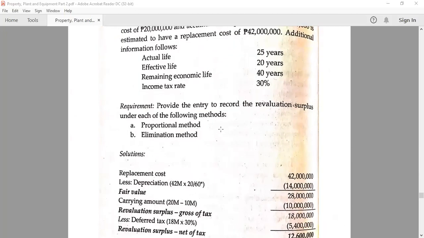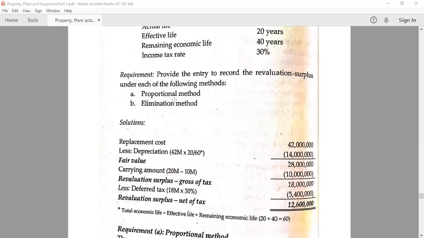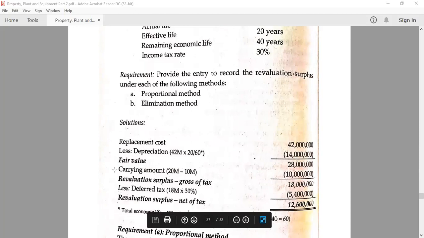Then we need to record the revaluation surplus under each of the following methods. So first is the proportional method. We can get the fair value by computing the carrying amount portion of the replacement cost, and then the carrying amount of the asset with historical cost assumptions. So that's 10M. So we get 18 million as our revaluation surplus. Remember, fair value minus carrying amount.